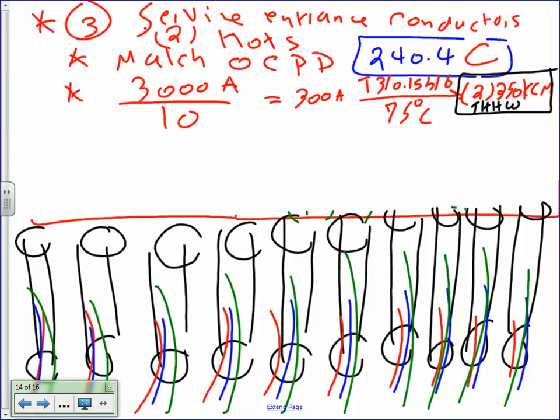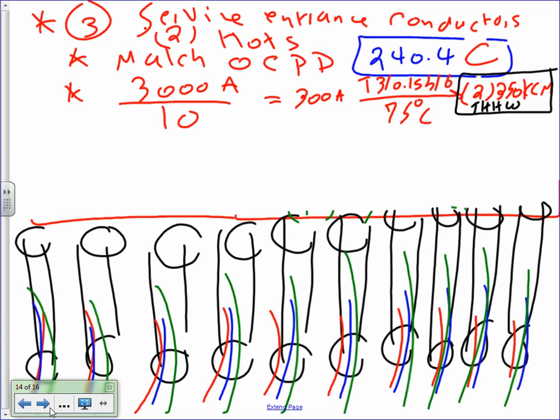What we're going to do, guys, is size the neutral. And I'm going to take you step by step how to size a neutral, which is very easy. So if you do me a favor, if you wrote the steps that I did, I'm going to go back to step number 1. Write in green. Everything I write in green is going to be related to the neutral, and I'll tell you how easy it is to size a neutral. Any question about what we've done? We sized the panel, the overcurrent protection device, and the hots. Now I'm going to go back and size a neutral.